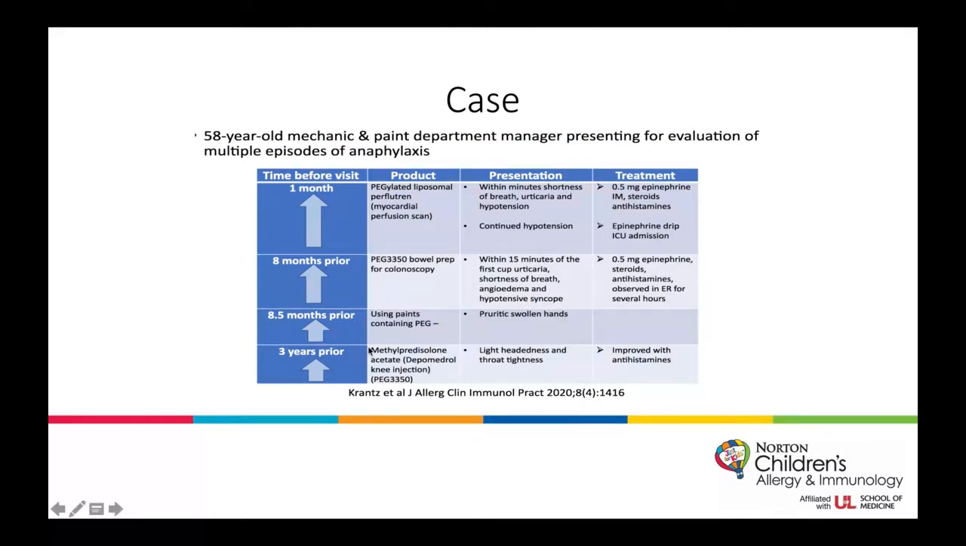And his reaction 3 years ago was mild, improved with antihistamines. 8.5 months prior, since he is involved in the paint industry, he had pruritic swollen hands on exposure to paint. And then finally, when he got bowel prep for his colonoscopy, he started developing shortness of breath, angioedema, and hypotension, requiring an epi dose, but he was just monitored in the ED.